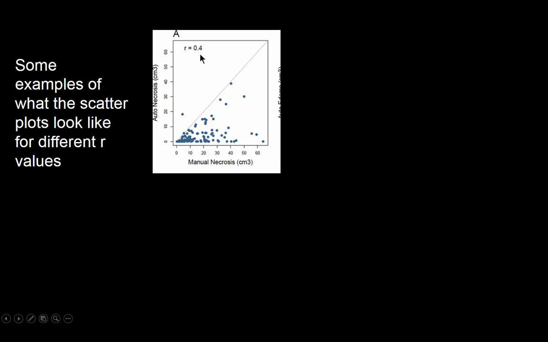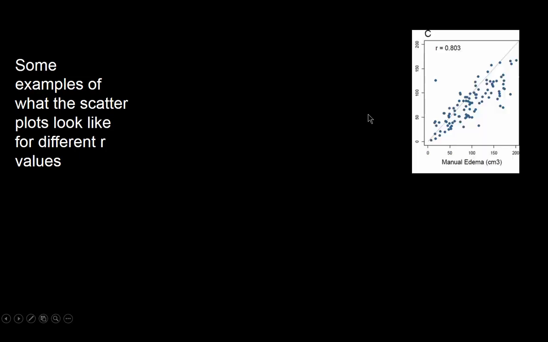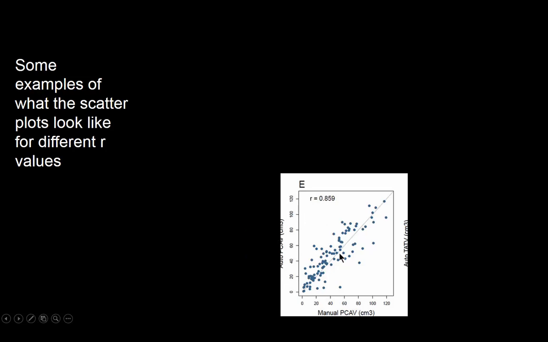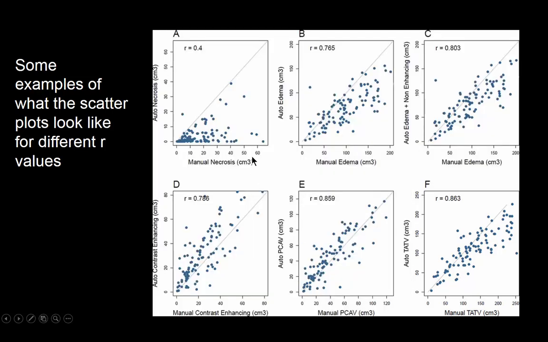So here's a positive correlation of 0.4, 0.765. Notice that they're more grouped in a hot dog shape. Look how they really start to tighten up here. Okay, again, not quite so tight. 0.859, much more tight. 0.863, pretty tight. So as you look at the different pictures of the relationships, you can see what's going on here, and that the higher the r value, the tighter the dots are to the line, the stronger the relationship.